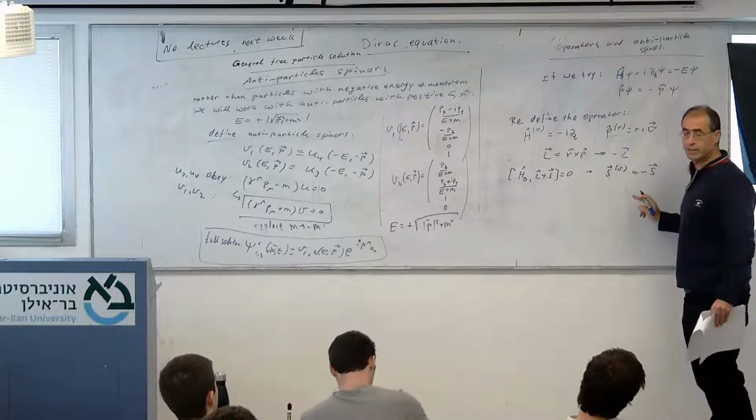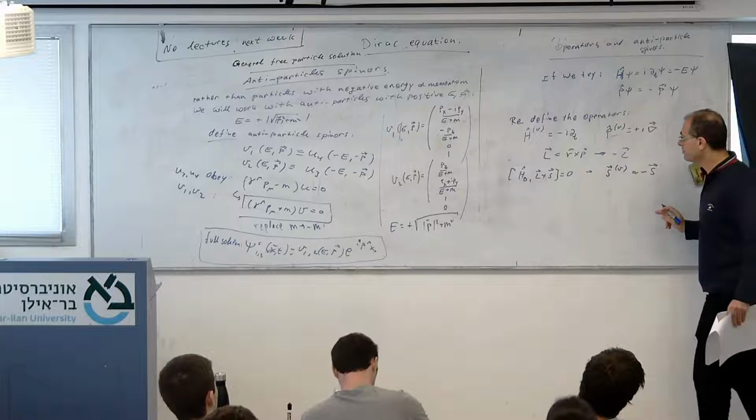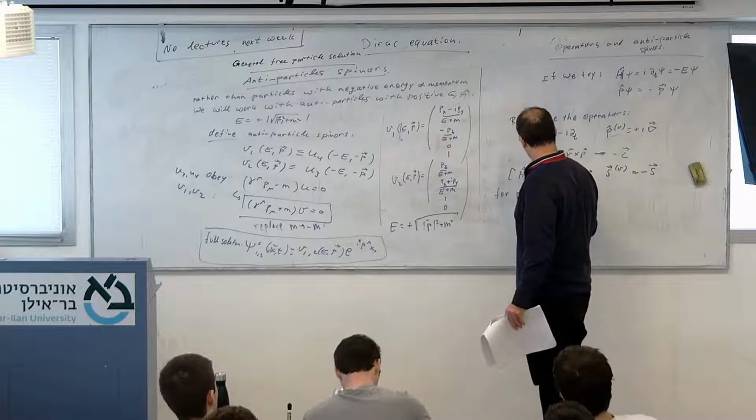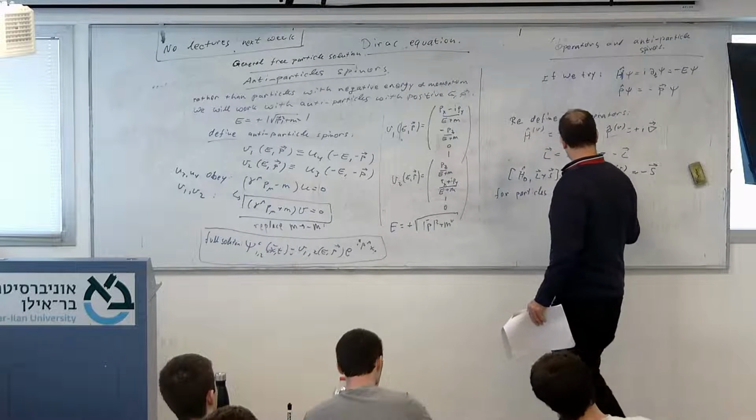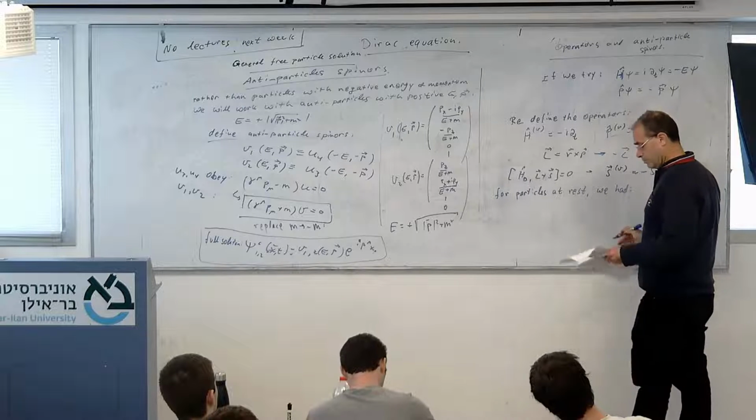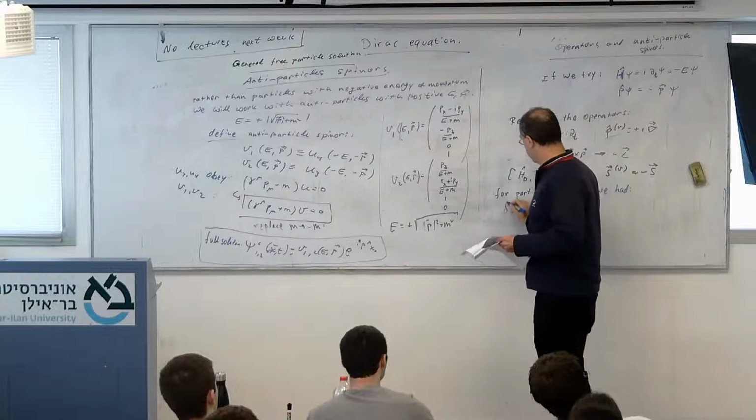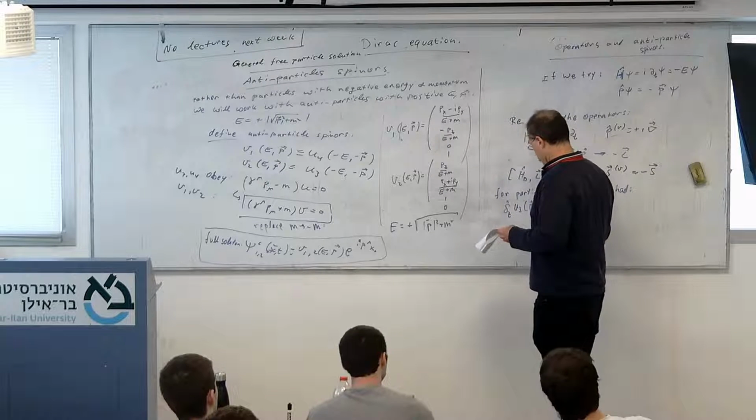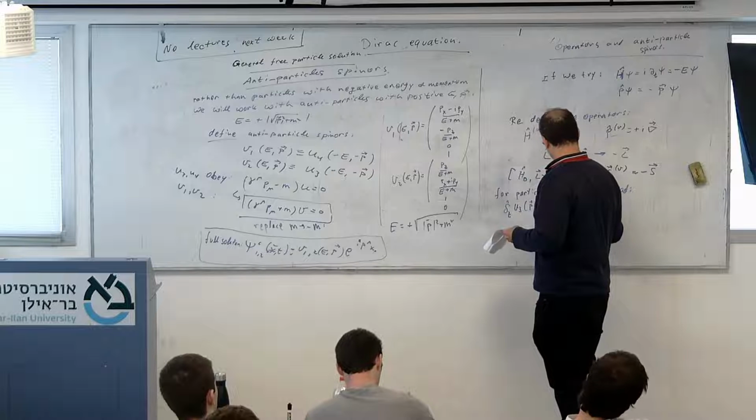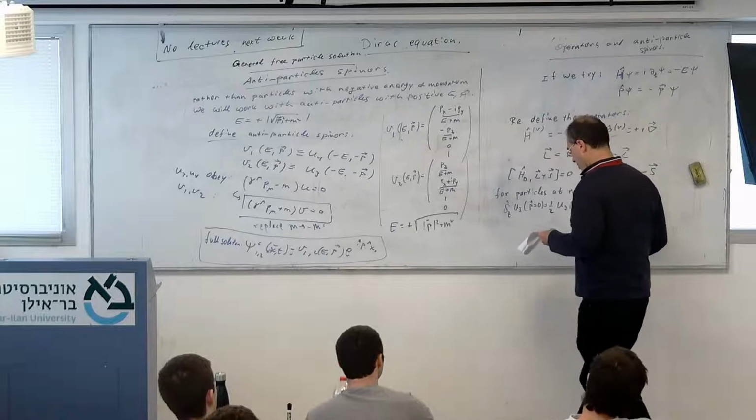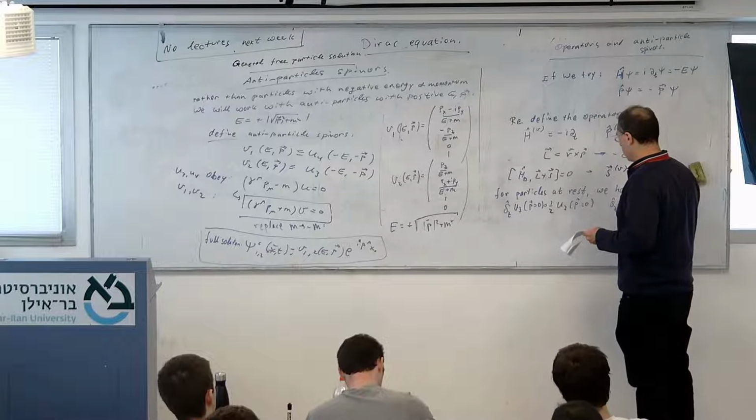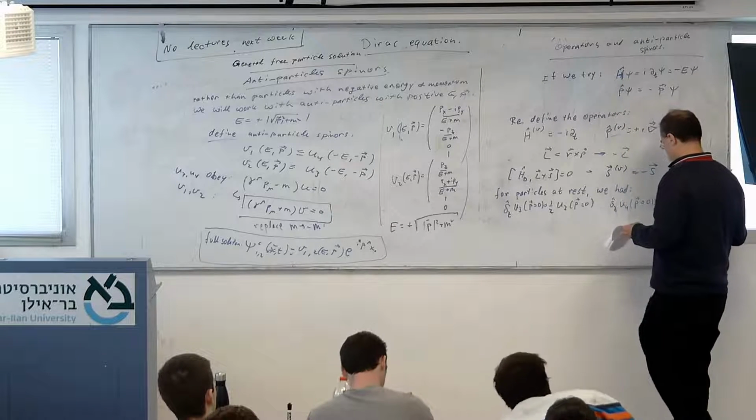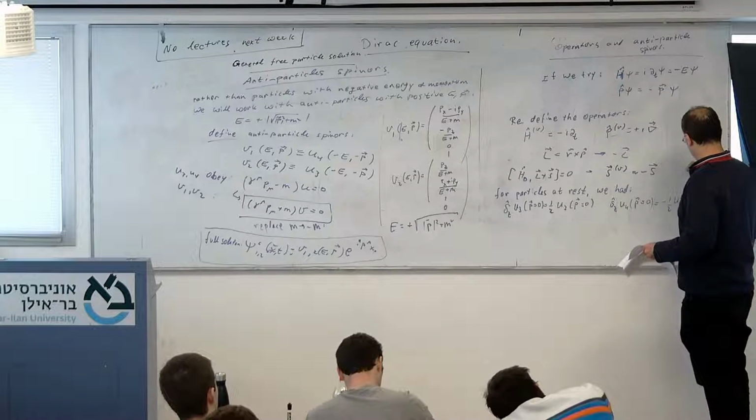Now remember when we did the derivation of the spin of particles at rest, right? For a particle at rest, we had S_z of u3 at p equal to 0 was 1/2 u3 at p equal to 0, and S_z of u4 at p equal to 0 was minus 1/2 u4 at p equal to 0.